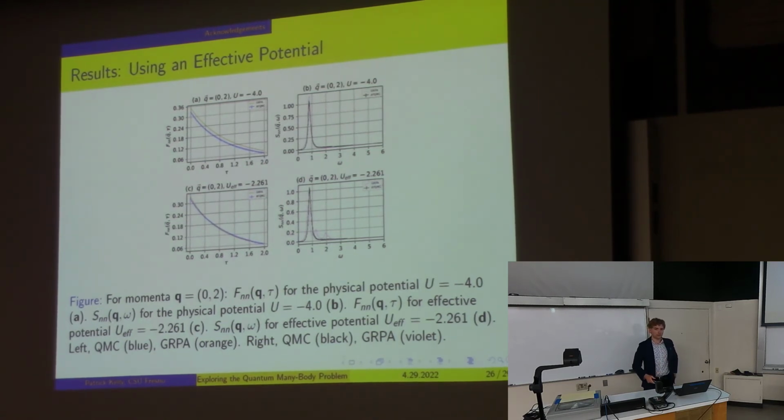How do you know your GRPA, the generalized random phase approximation, is correct, and you keep comparing your quantum Monte Carlo to something you don't even know is correct? Well, we're trying to assess that. That's a big part of my thesis.